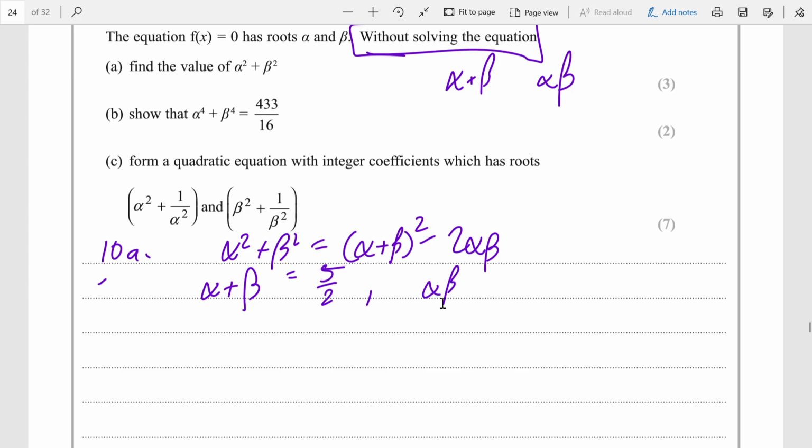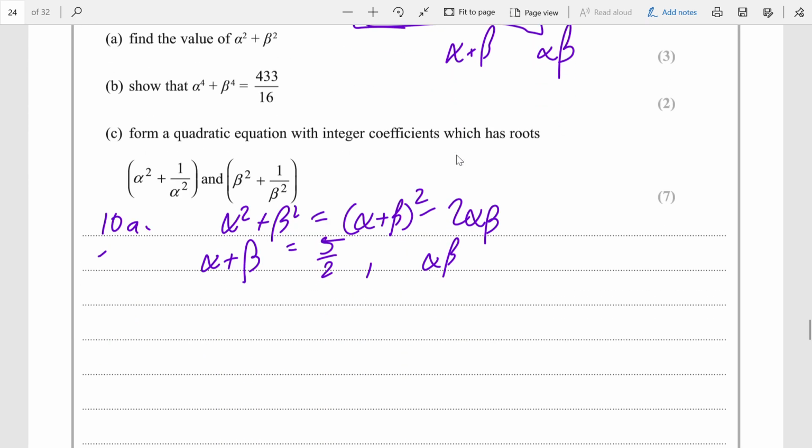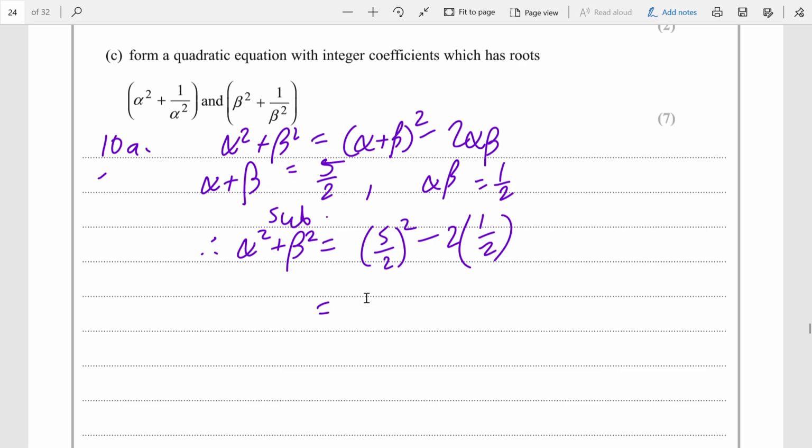And alpha beta, the product of the roots, is going to be c over a, or 1 over 2 in this case. And that means, after substituting, alpha squared plus beta squared will be alpha plus beta, or 5 over 2, squared, minus 2 times alpha beta, or 2 times 1 over 2. And this will be equal to 25 over 4 minus 1, or 21 over 4, is our final answer for alpha squared plus beta squared.